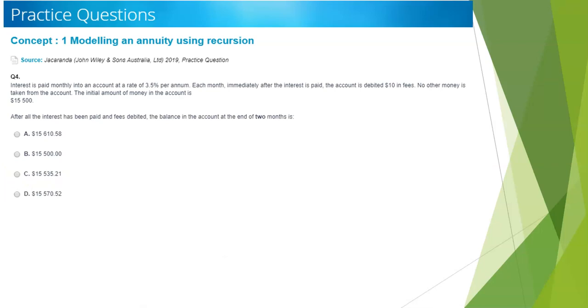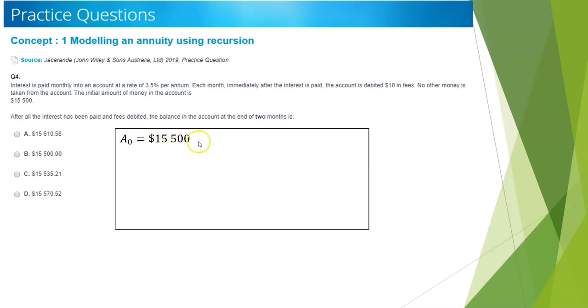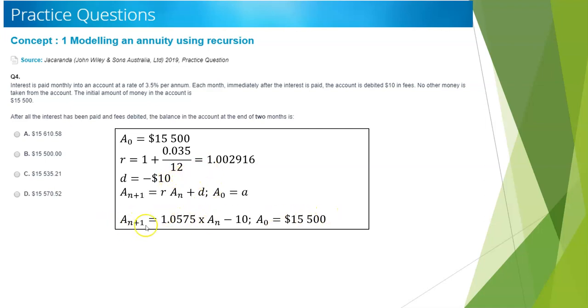Okay, question 4. Interest is paid monthly into an account at 3.5% per annum. Each month, immediately after the interest is paid, the account is debited by $10 in fees. The initial value of the investment is $1,550. Calculate the balance in the account at the end of 2 months. So here's our starting value. Here's our R. We're taking away $10. And here's our recurrence relation.